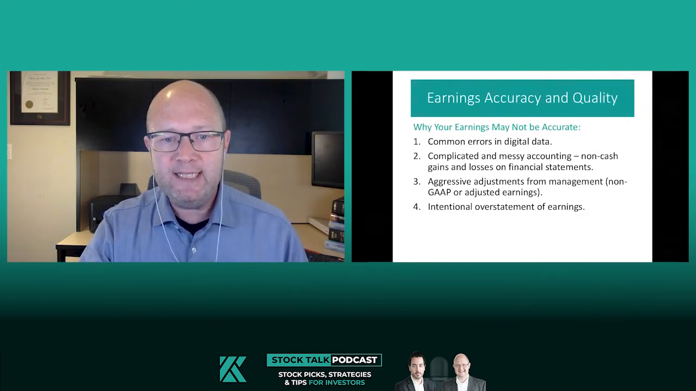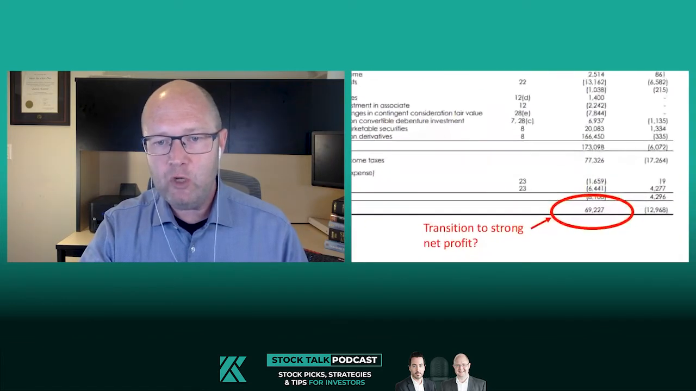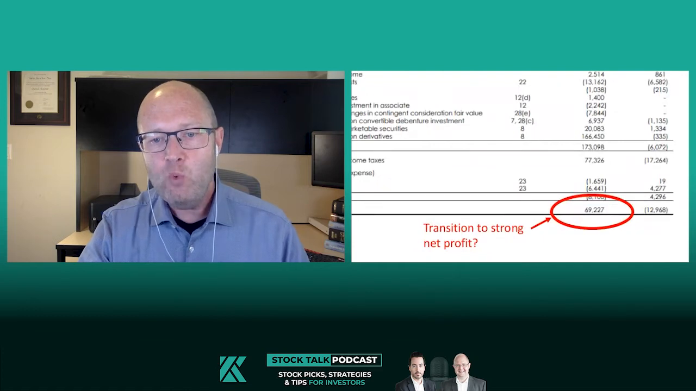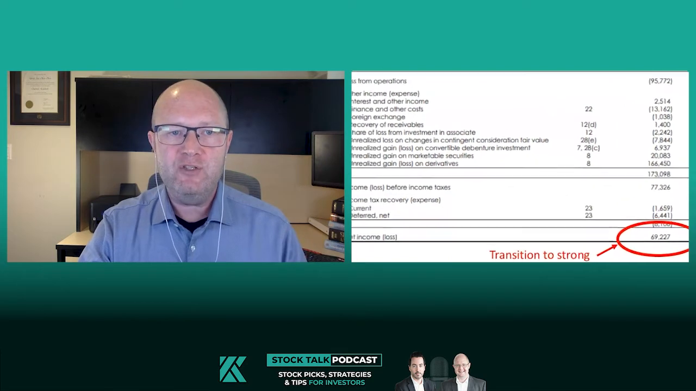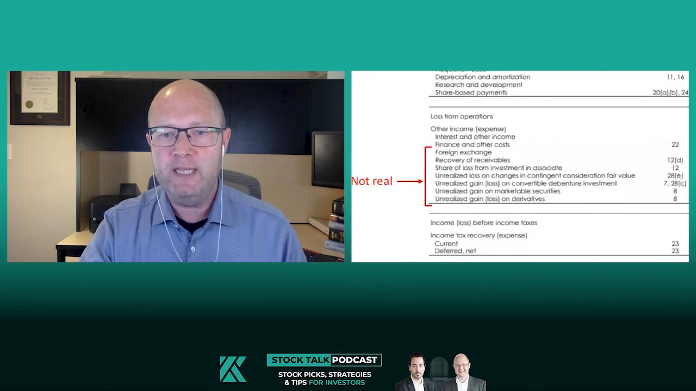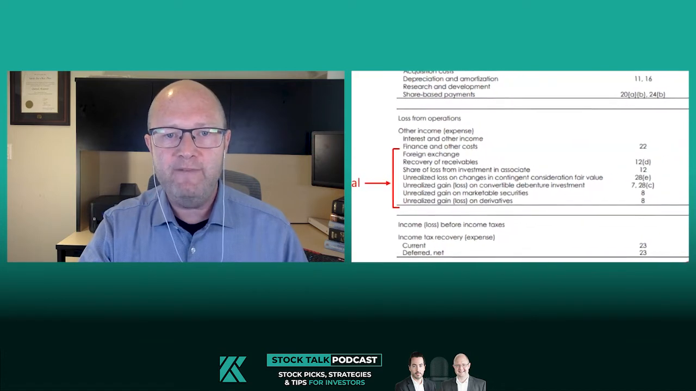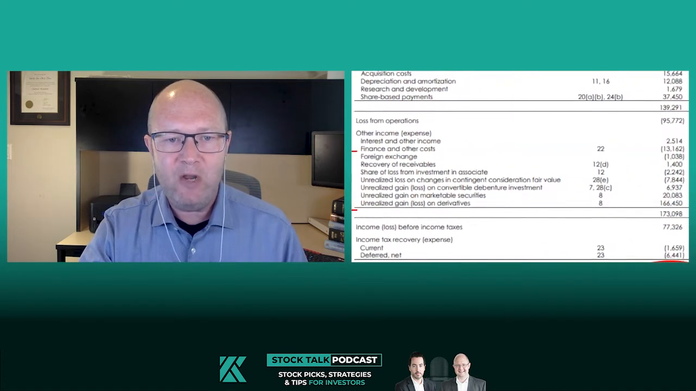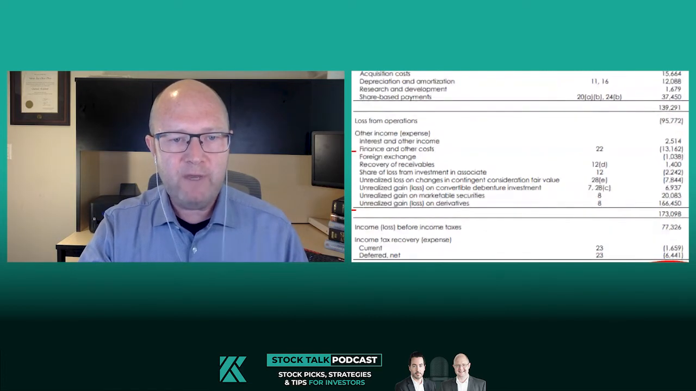So let's take a look at this example. This is a company which, if you look to the bottom line of its income statement, looks like it's transitioned into profitability with $69 million of net income. But when we look deeper into the financial statement, we can see that there are a lot of line items here that are adding to this earnings figure which aren't real. They aren't real economic cash flow based items. We have unrealized gain and changes on fair value of assets, unrealized gain on derivatives. That's a $166 million gain in this period. Lots of unrealized gains, foreign exchange, recovery of receivables.